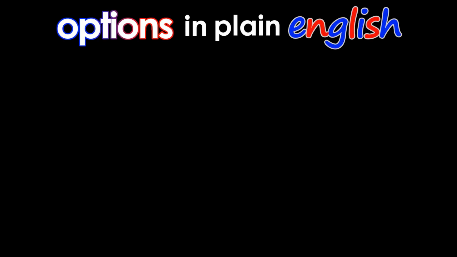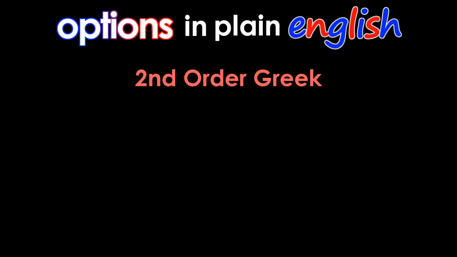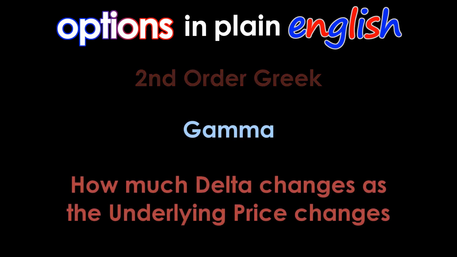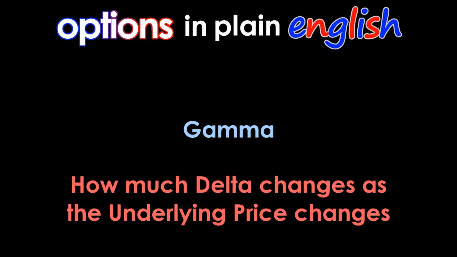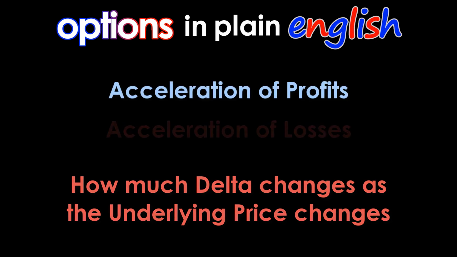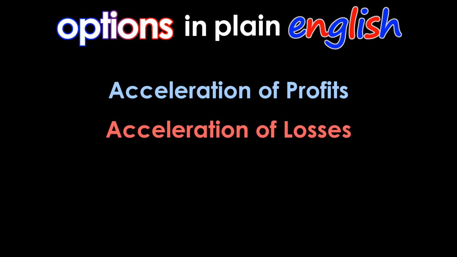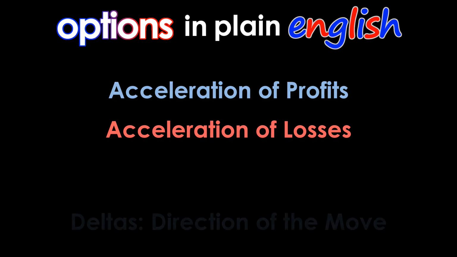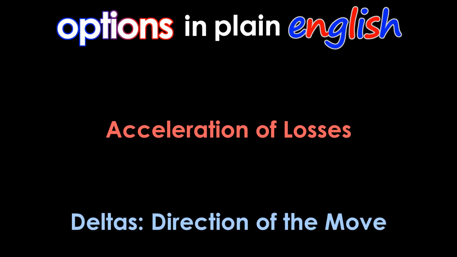Today we're going to talk about the most important second-order Greek, gamma. Gamma measures how much delta changes as the underlying price changes. It is a measure of acceleration of profits if you're long gamma and an acceleration of losses if you're short gamma. Gamma is what allows your long options to profit more and more as the stock price goes your way, making your deltas go in the direction of the move.